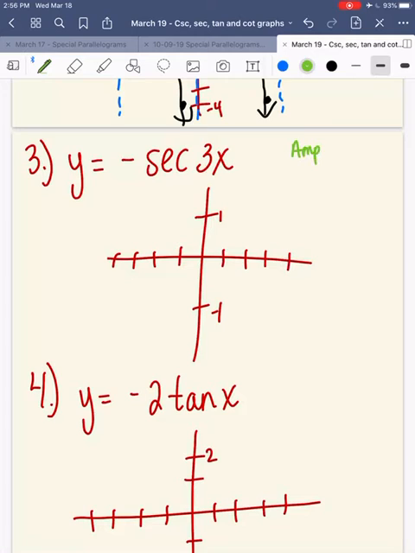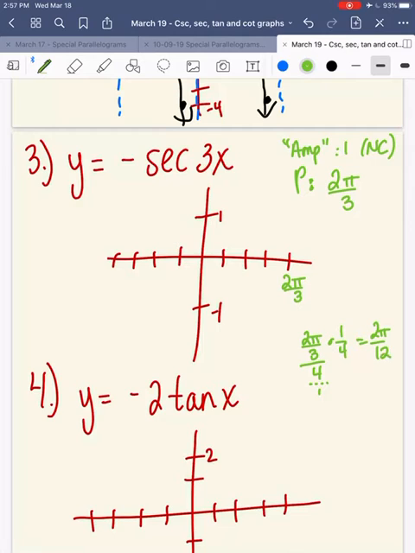So with the next one, our amp is 1, which is no change. Our period, okay, so this is secant. So we're going back to the 2 pi over b. So we're going to do 2 pi over 3. Okay, so we might want to do a little math. We're going to divide by 4, which is like timesing by 1/4. All right, so that'll be 2 pi over 12, which simplifies to pi over 6.